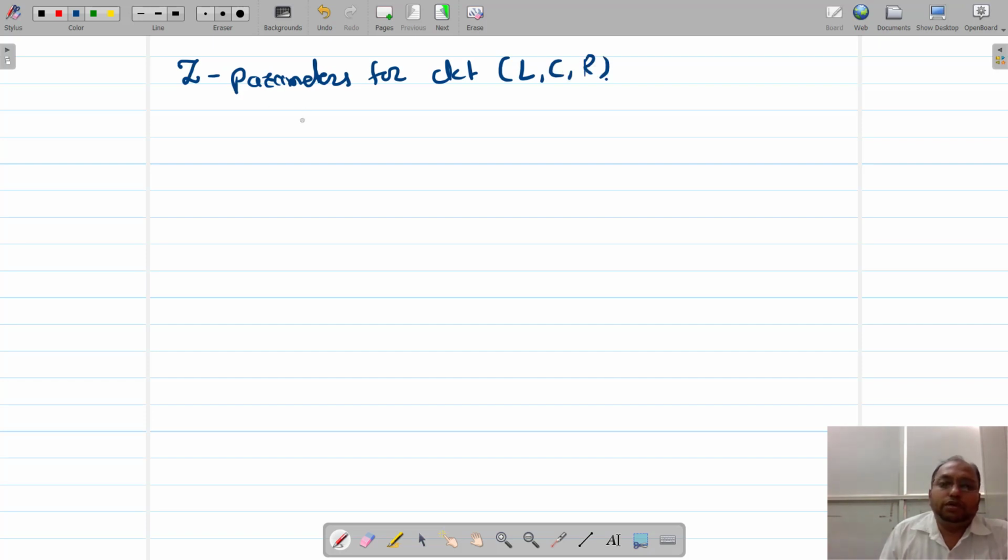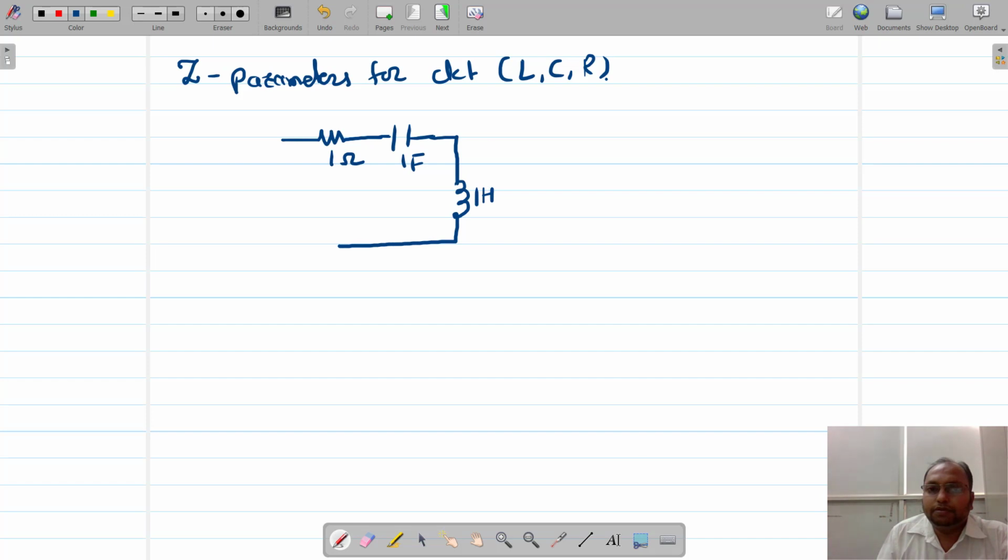So right now we are going to understand how to find out the Z parameters for a circuit consisting of inductors, capacitors and resistors, right? Okay, so let us take a very simple example again. Let us say this is 1 ohm. Let us say this is a capacitor of 1 farad. Then let us say this is an inductor of 1 henry, and let us say this is a simple resistor. Okay, so 1 ohm.